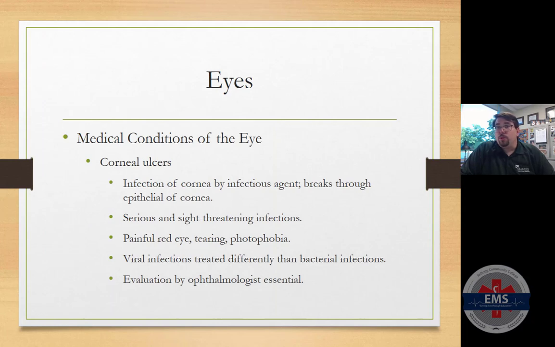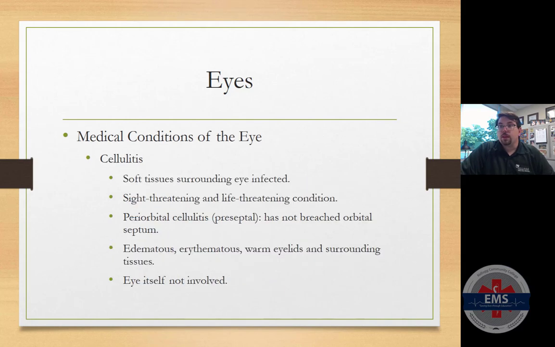Corneal ulcer is another component we deal with in the eye. Infection, again, of the cornea, by some type of infectious agent where it breaks through the epithelial protective layer of the cornea. These are serious and sight-threatening infections because it is getting into the center, the most dangerous component of the eyeball. Most of these viral infections are treated differently than bacterial infections, right? So we're not going to see the exact same approach every time we deal with this, but primarily we're going to need to get them to a location where there's going to be some type of evaluation by an optometrist or an ophthalmologist at least.